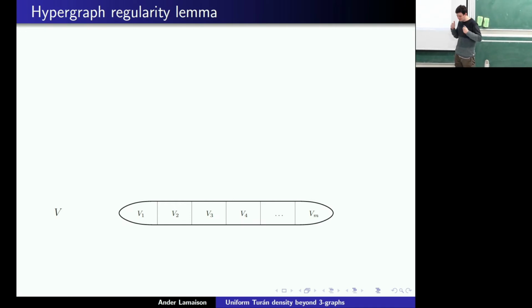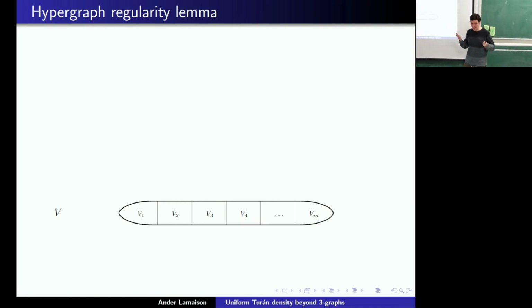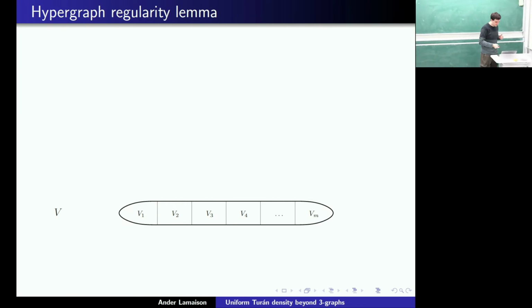So the regularity lemma for graphs: you input some very large graph and it returns a partition of the vertex set, a partition in which all the parts are essentially equal. And it has the property that for almost all pairs of parts, say between V1 and V3, the bipartite graph that you get between them is quasi-random, in a condition very similar to the one that I introduced earlier.